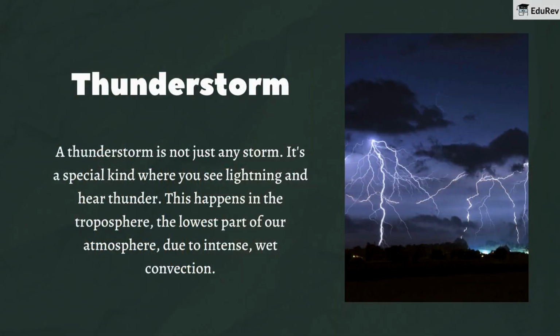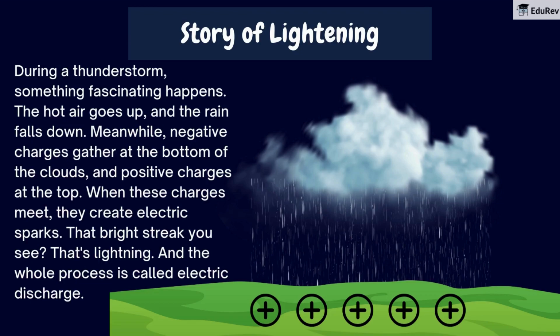A thunderstorm is not just any storm. It's a special kind where you see lightning and hear thunder. This happens in the troposphere, the lowest part of our atmosphere, due to intense, wet convection. During a thunderstorm, something fascinating happens. The hot air goes up and the rain falls down.